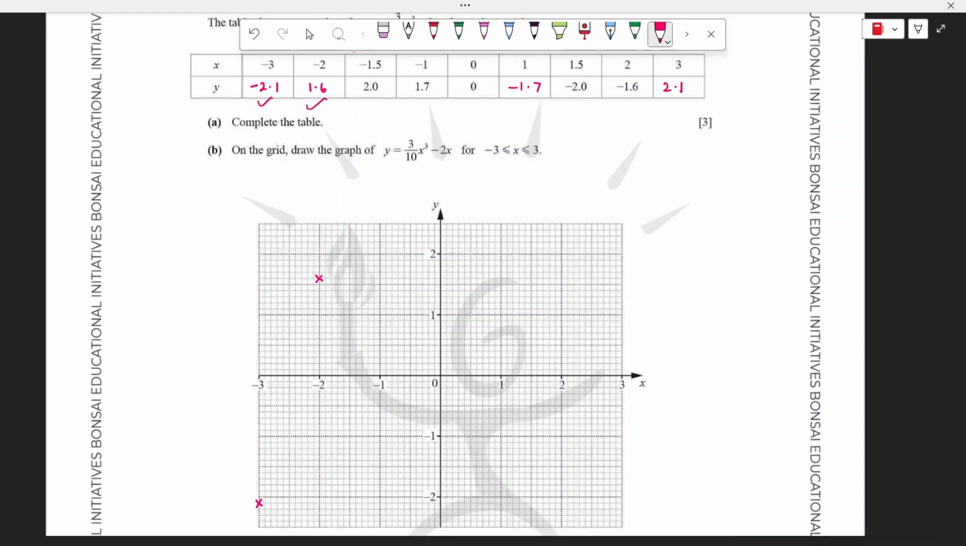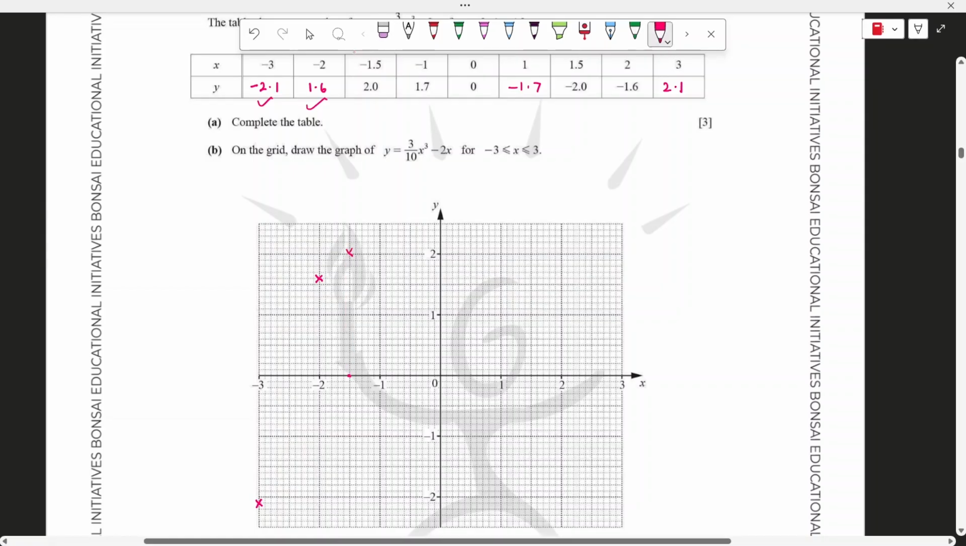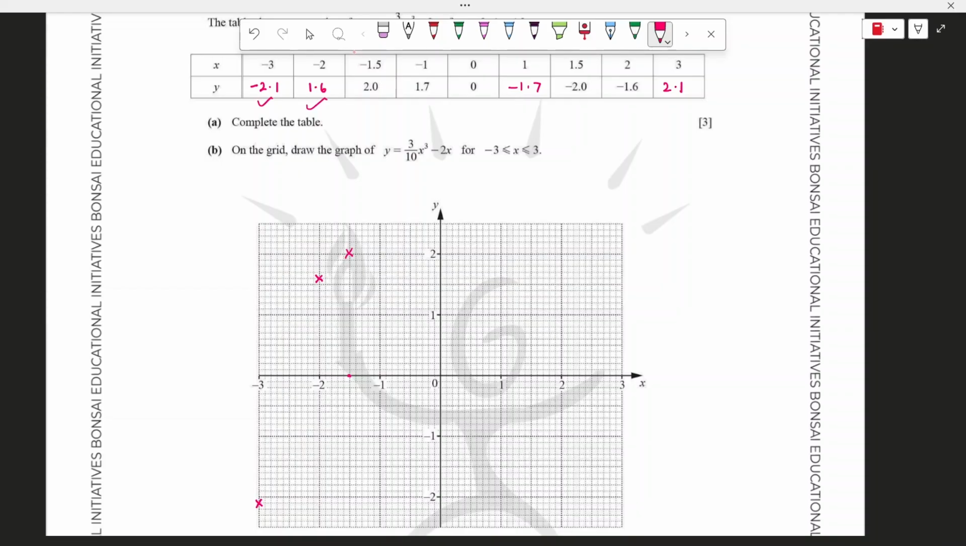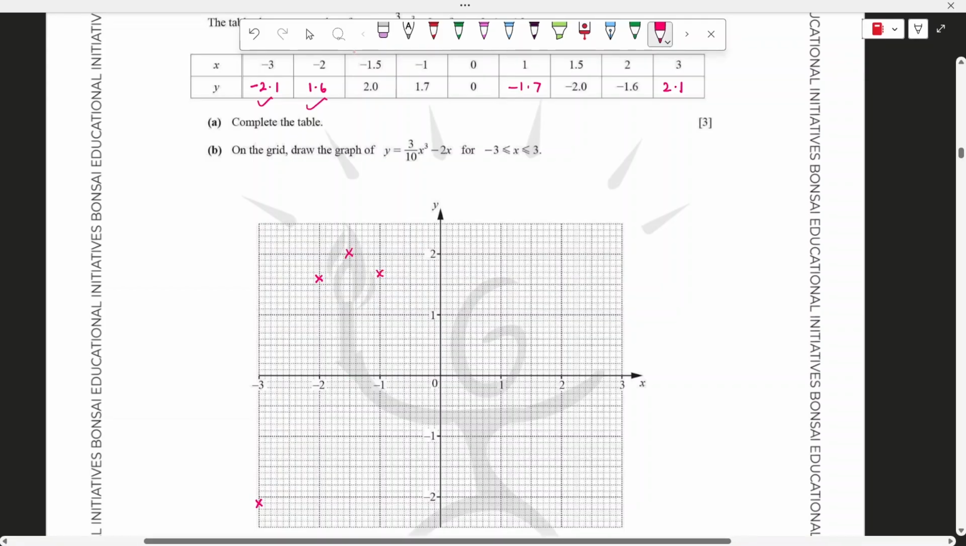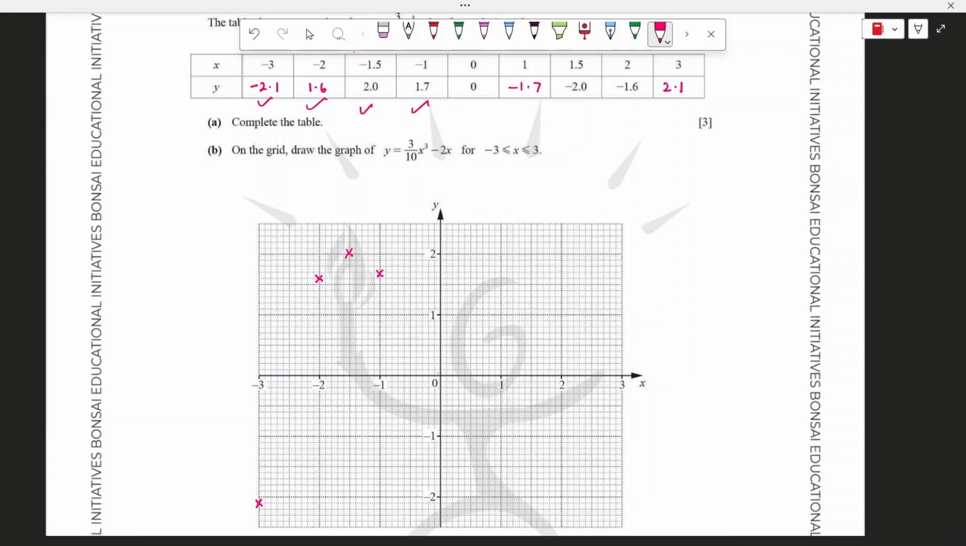Minus 1.5 and 2. You need to carefully see the signs. Minus 1.5 here and 2, we are going upwards. So this is the exact point where we can find minus 1.5 and 2. Then minus 1 and 1.7. This is minus 1 and we go to 1.7, 5, 6 and 7 here. Here we find the next point. Then 0, 0.